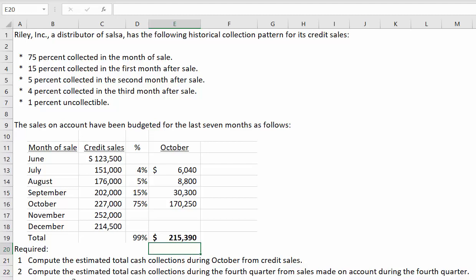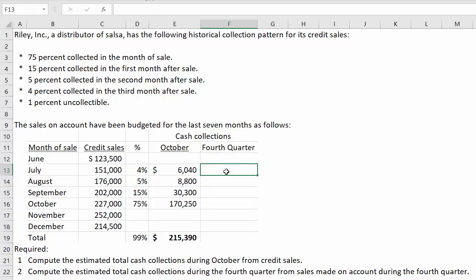Now the next question says, okay, you can see the sum. And by the way, if you want to see the formulas, you can look up here. Let's take what's in C13 by D13. All right, now then it says compute the estimated total cash collections during the fourth quarter from sales made on account during the fourth quarter. All right, so let's bring some other things to light here.